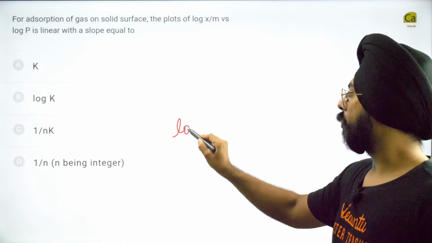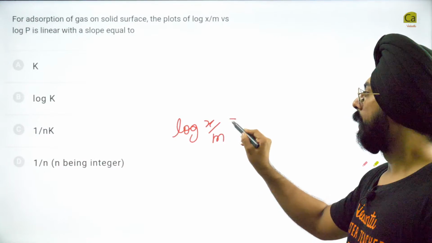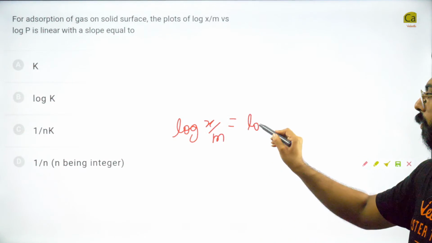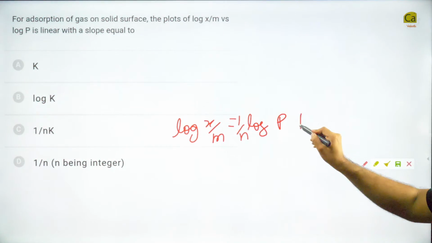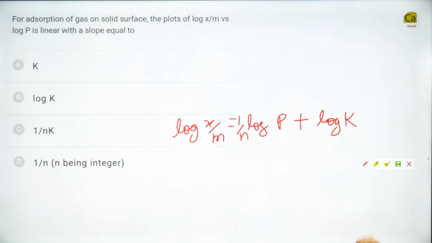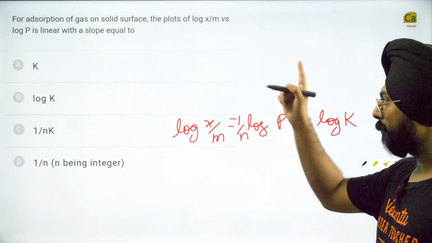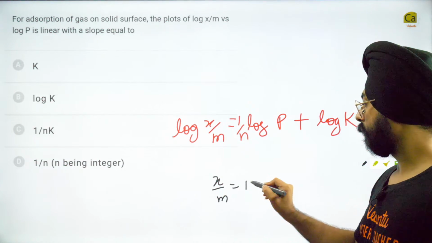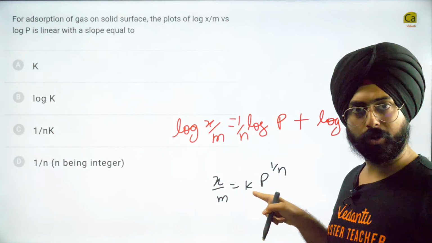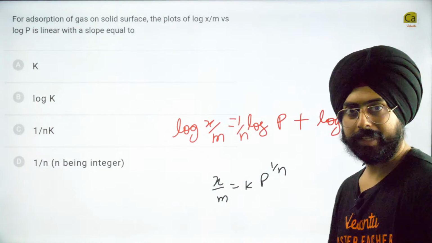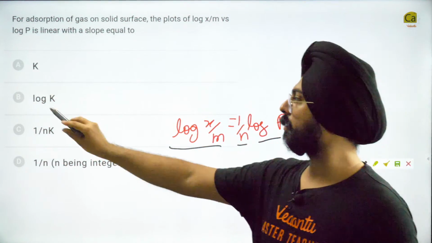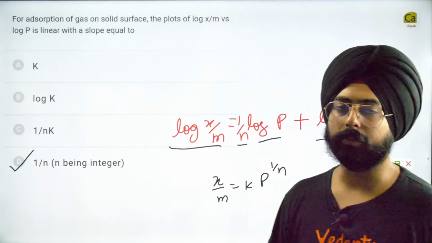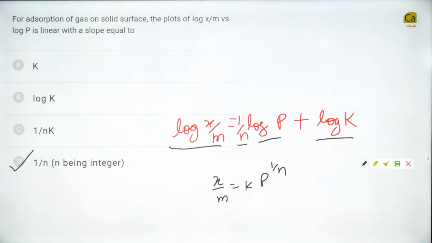We can simply write log of x by m is equal to 1 by n log of p plus log of k. Basically x by m is equal to k times p to the power 1 by n, this is your Freundlich's isotherm law. If you take the logarithmic form of that, this is what it looks like: y equals mx plus c. Slope is 1 by n. As simple as that.